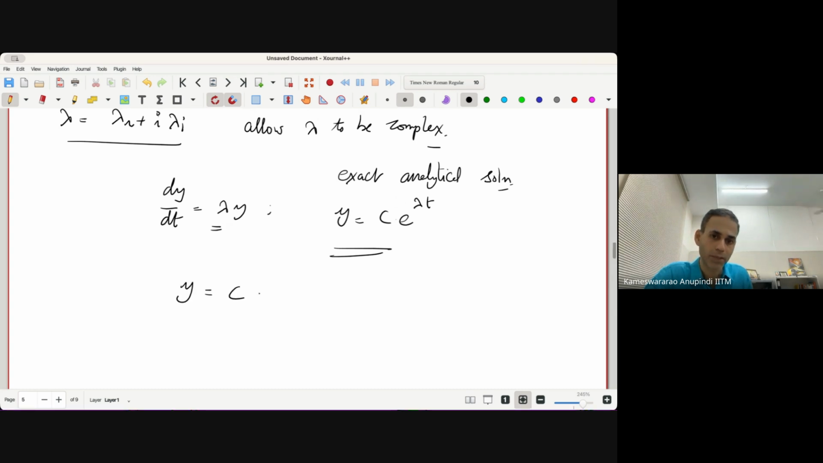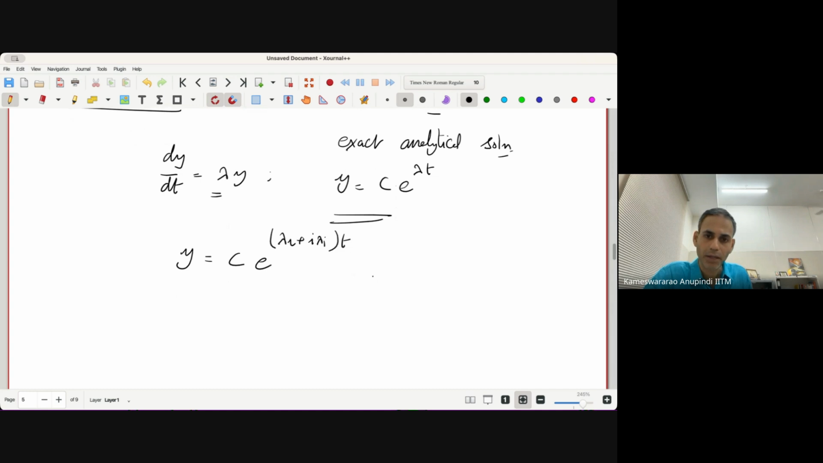Then y equals c e to the power (lambda r plus i lambda i) times t. Then we can write this as c times e to the power lambda r t, times e to the power i lambda i t. Because it is addition in the exponent, I can write it as a product of two exponentials, right? Or if I take e common, I have (lambda r plus i lambda i) times t.